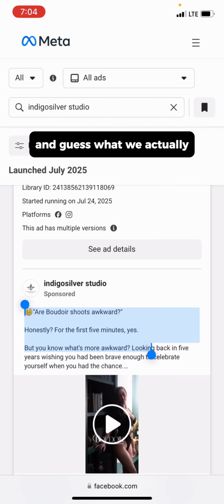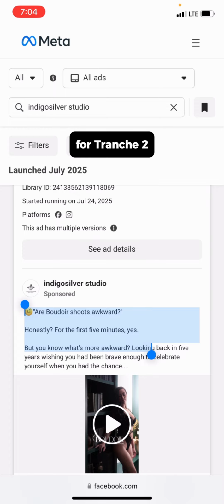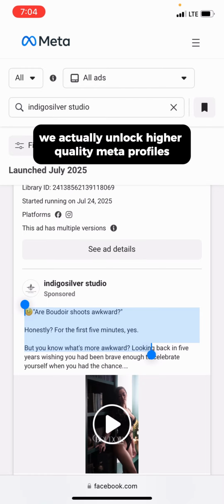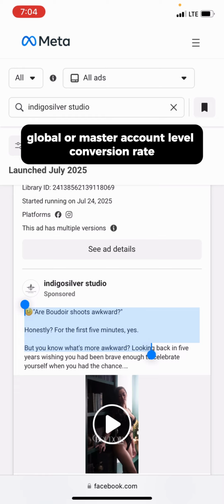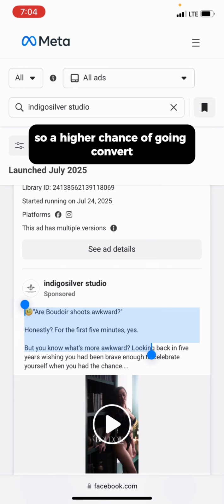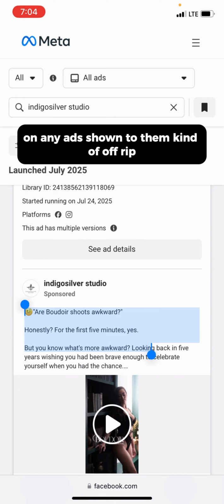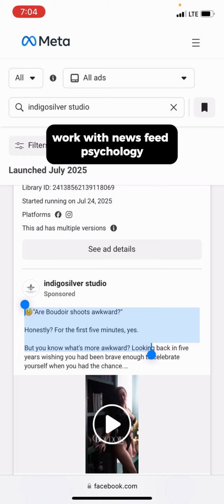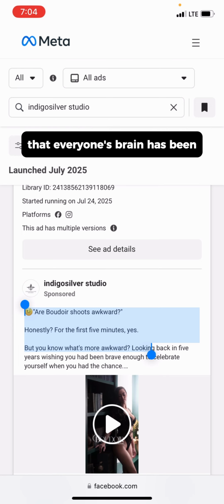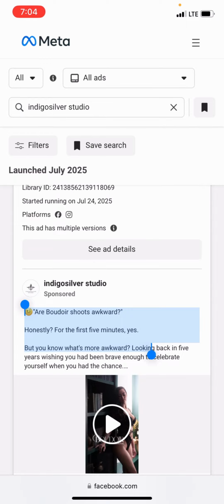All that feeds back into the meta ad algorithm. And guess what? When the meta ad algorithm is deciding who to send the ads to for tranche 2, we actually unlock higher quality meta profiles that have a higher global or master or account level conversion rate. So a higher chance they're going to convert on any ad shown to them kind of off rip. These are basically the premium placements that we unlock for having good ads that convert well, but also work with the meta ad algorithm, work with newsfeed psychology that everyone's brain is already ingrained with.